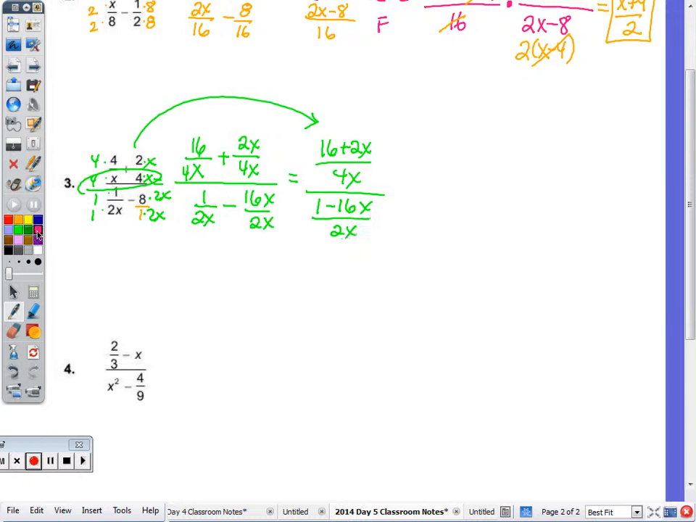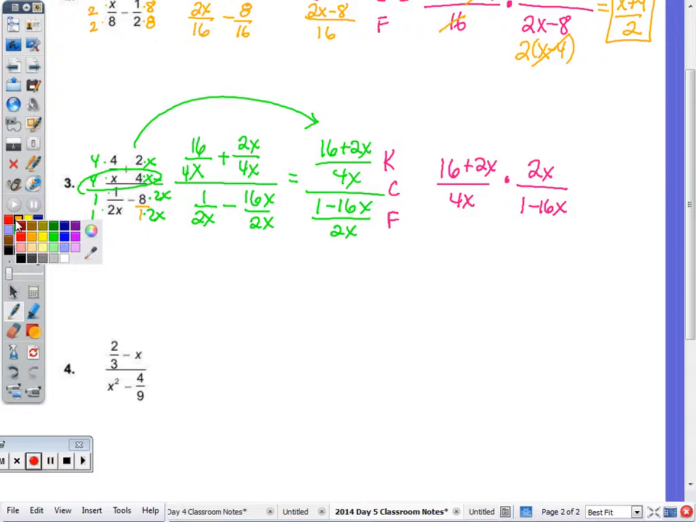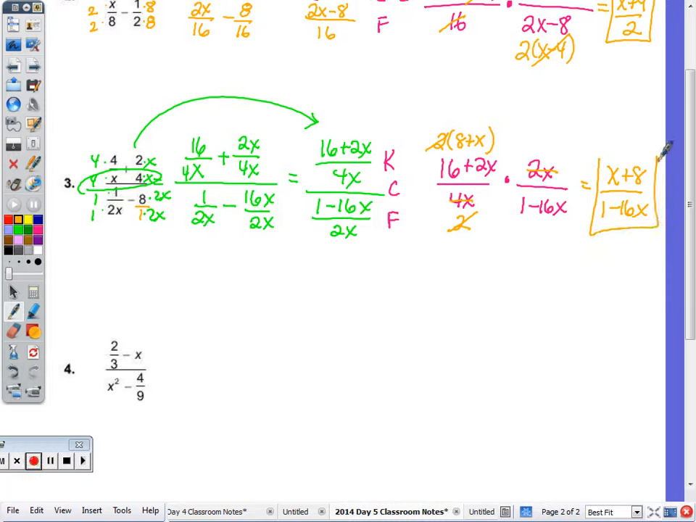Keep, change, flip. Keep the top, change multiplication, flip. So 16 plus 2x all over 4x times 2x divided by 1 minus 16x. 16 plus 2x has a GCF of 2, so this is 2 times 8 plus x. And I'm going to cancel 2x with 4x, that would be a 2. 2 with 2, and I'm left with x plus 8 over 1 minus 16x.